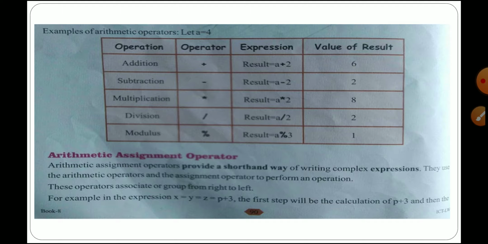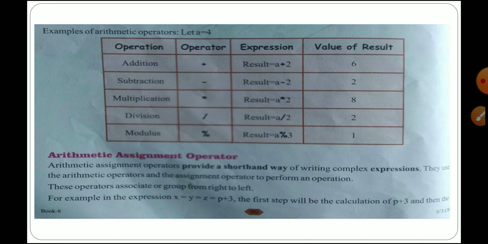All these operations are given with examples, and the results are produced there itself. So you have to find out the values they have given. Examples of arithmetic operators: let a equal to 4. The value given for a is 4. Now we apply the expression: result equal to a plus 2, 4 plus 2 is 6. The value of result is 6.